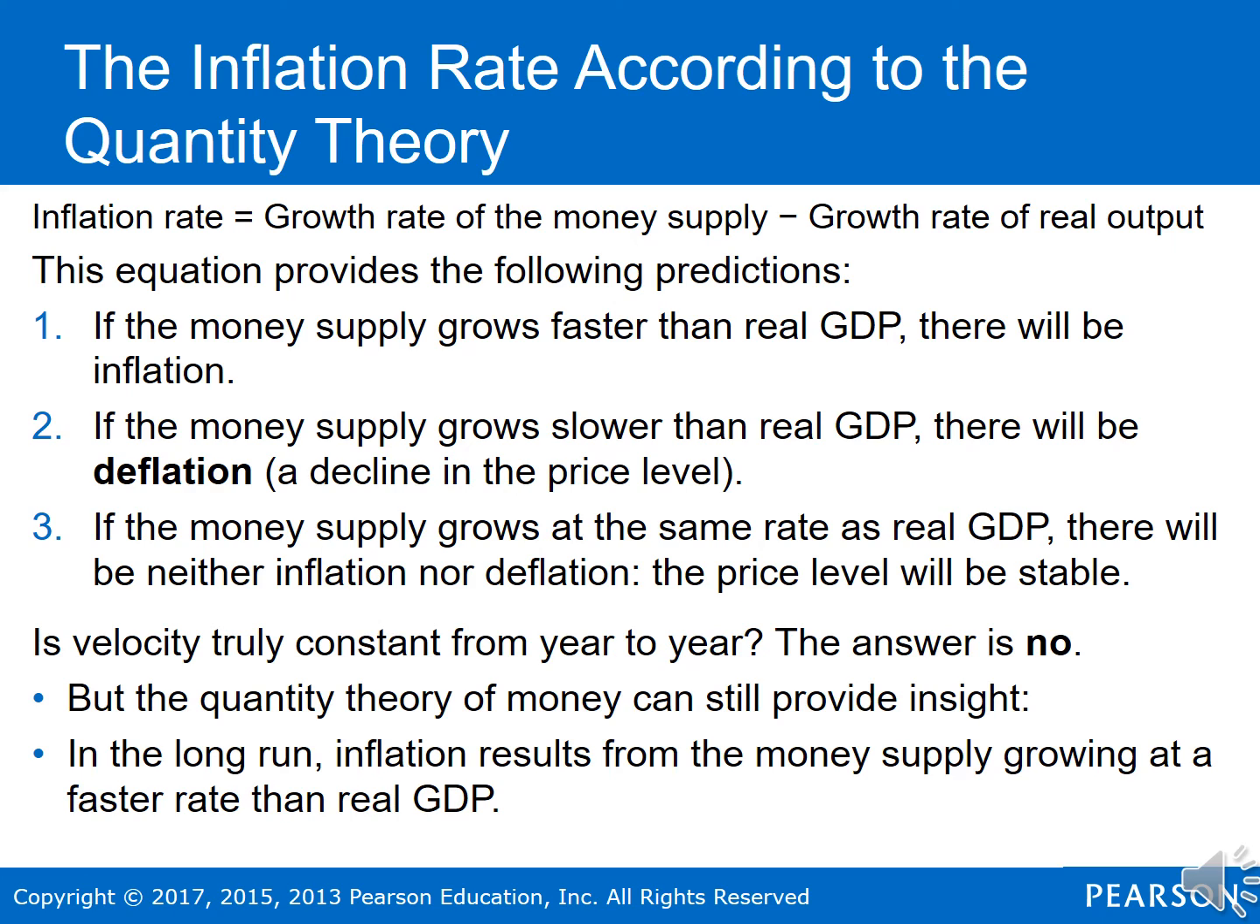Now, it turns out Irving Fisher's assumption that the velocity of money is constant is wrong. From year to year, we see significant fluctuations in velocity. Because of that, predictions of inflation based on the quantity theory of money don't hold every single year. But most economists do agree that the quantity theory of money provides useful insight into the long-run relationship between the money supply and inflation. So in the long run, inflation results from the money supply growing at a faster rate than real GDP. Milton Friedman once said that inflation is always and everywhere a monetary phenomenon. That's exactly what he was referencing, this rule.